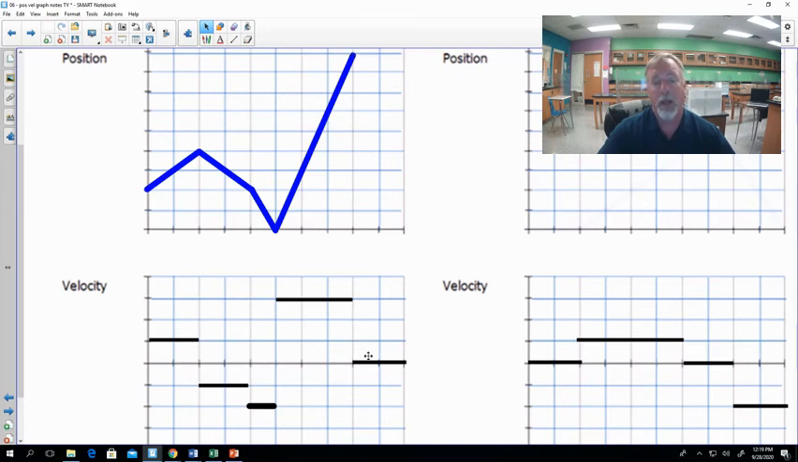And finally, at the end here, we see that our velocity is 0. So we're just going to stay put where we are. And we're going to end up with just a horizontal line for that last piece.